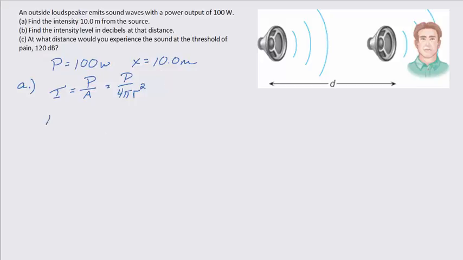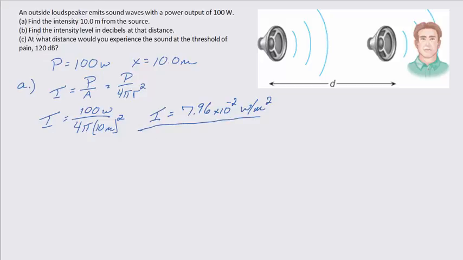So if we plug in what we know, we can solve for our intensity of the sound. So our power is given to us as 100 watts divided by 4 pi multiplied by our radius, which is 10 meters squared. And so when we calculate this out, we see that our intensity of the sound heard at 10 meters away from the source will be equivalent to 7.96 times 10 to the negative second power watts per meter squared.